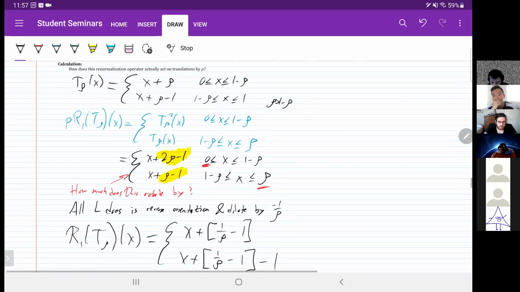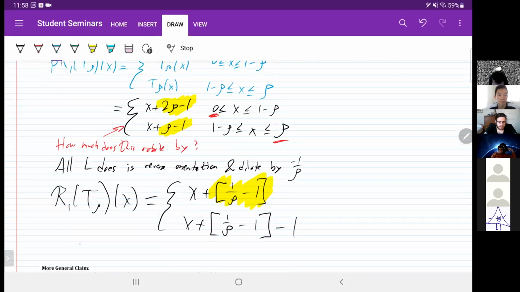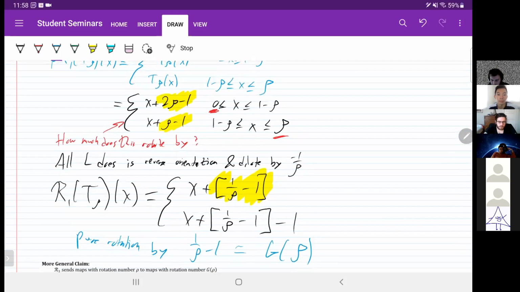Notice this is just like the expression we started with, except that I'm not adding rho anymore. I'm adding this. So this is a pure rotation by 1/rho minus 1. And I claim that this is actually equal to the Gauss map of rho, in particular because the floor of 1/rho is equal to 1.